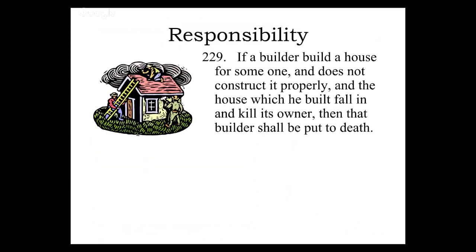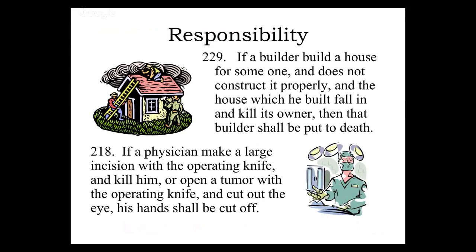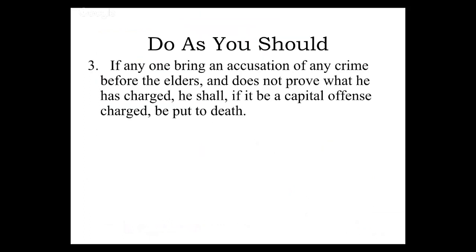Here we go. If you built someone's house and the house fell and killed its owner, then the builder should be put to death, which would be an interesting thing for contractors these days. If a doctor messed up on someone's operation, then the doctor's hands would be cut off. Okay, so you really had to have some evidence. This was also an idea that you did have to use evidence to charge someone, and if you did not have it, and it was a capital offense like murder, the person who brought the accusation would be killed.